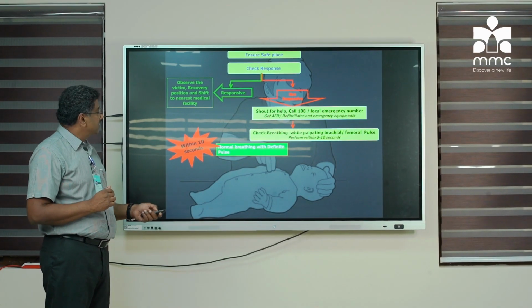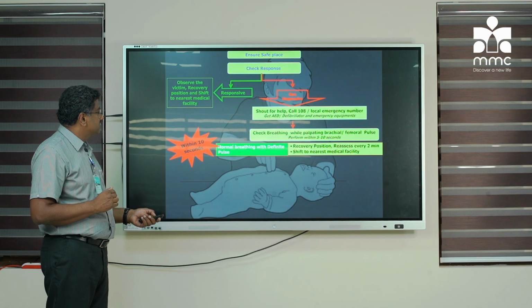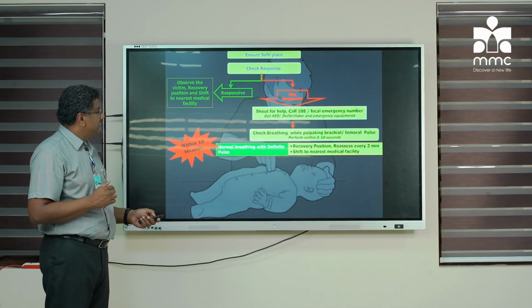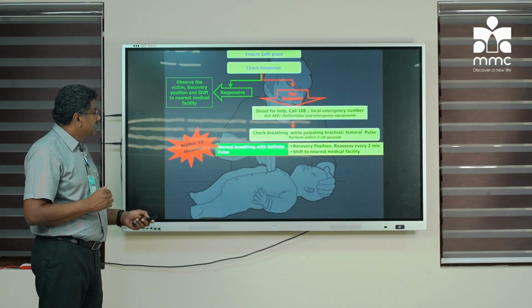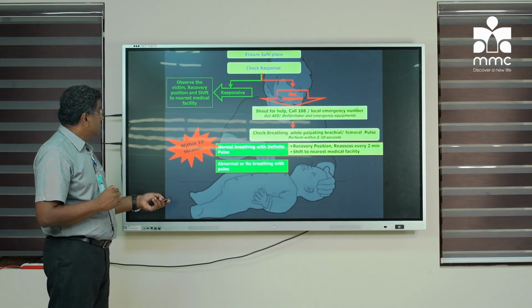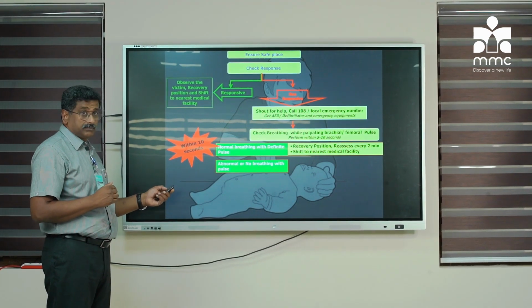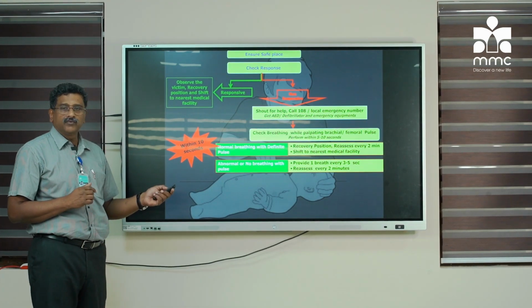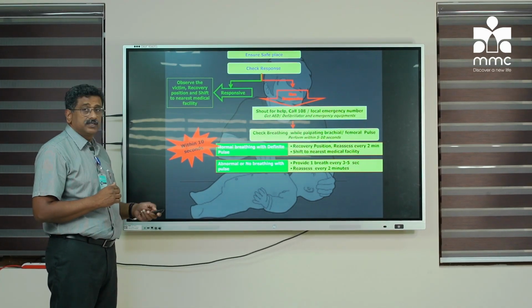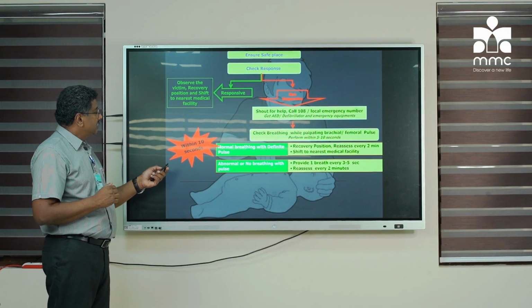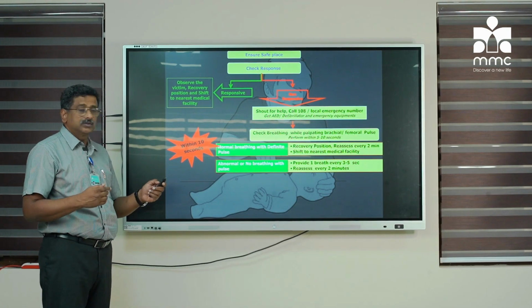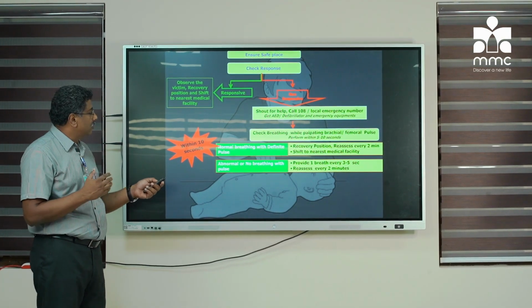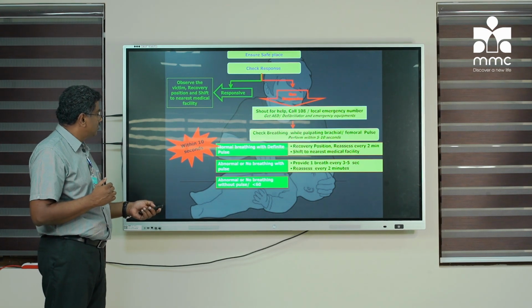So you get 3 conditions. Normal breathing with definite pulse: you put them in the recovery position, reassess every 2 minutes and shift to the nearest facility. Abnormal or no breathing with pulse: you have to provide one breath every 3 to 5 seconds. In an adult, we say 5 seconds. Here it is 3 to 5 seconds because they need a higher respiratory rate. More rate has to be given. So reassess every 2 minutes.